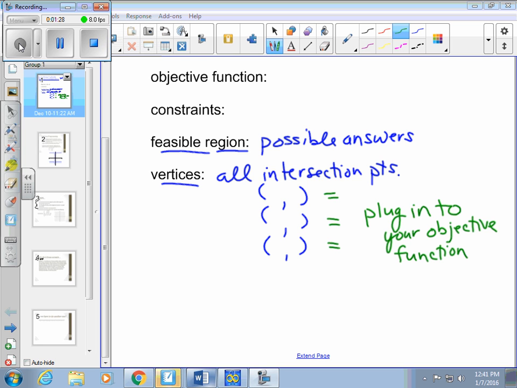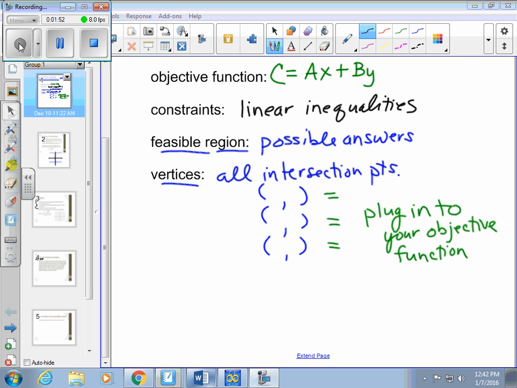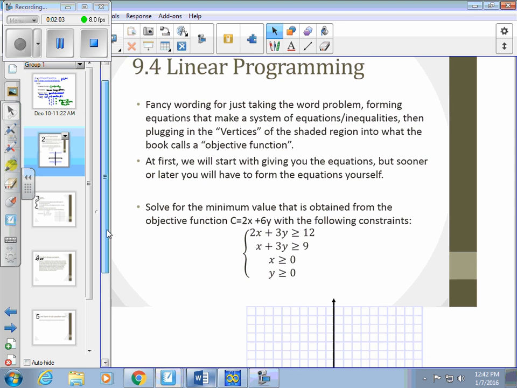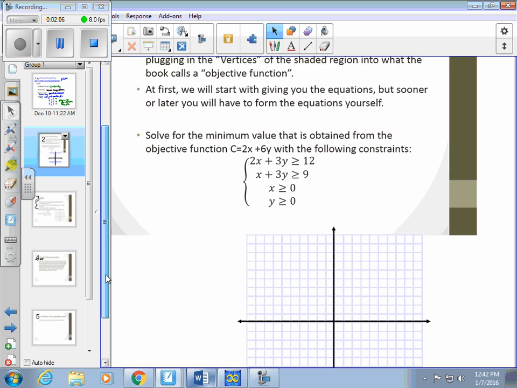The objective function is demonstrated by the equation C equals, usually in standard form, AX plus BY. Your constraints, what we've already been graphing, are our linear inequalities. The first few that we're going to do, we'll be giving you the constraints and giving you this information as we go through. So if you turn to your first one, there's some more description at the top to help you out a little bit.